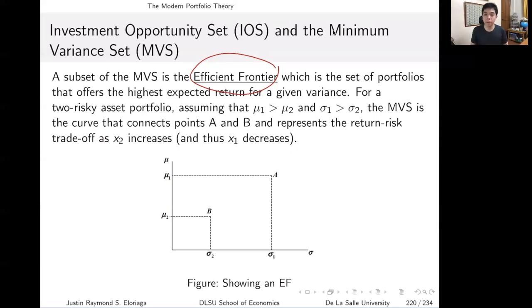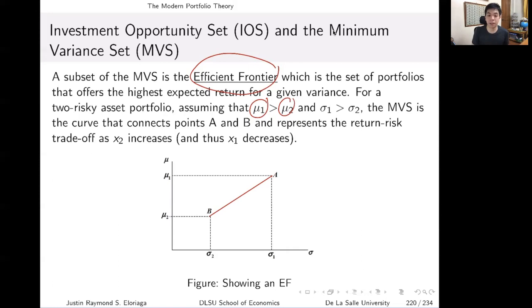So for example, for a two risky asset portfolio, assuming that asset one's expected return is higher than asset two's expected return, but the risk, or the standard deviation, of asset one is also greater than asset two, then the MVS, or the minimum variance set, is the curve that connects points A and B and represents the risk and return trade-off as X2 increases and thus X1 decreases. So it's going to be some connecting curve that we have there. Okay, so that's going to be a representation of the MVS.